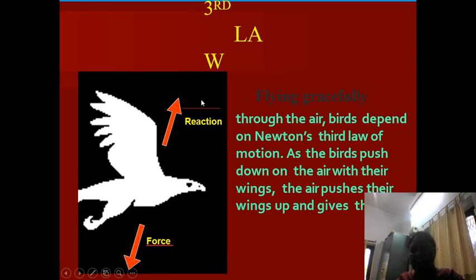For the third law, for example, let us see a bird flying. Flying gracefully through the air, birds depend on Newton's third law of motion. As the birds push down on the air with their wings, the air pushes their wings up and gives them lift. Everybody might have observed that while flying, the birds swing their wings, because of which the air is thrown down by the help of the wings. In the same way, the air exerts the same force on the body in the upward direction, so that the bird can move upwards in the air.